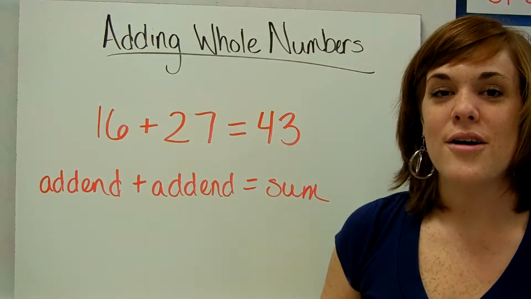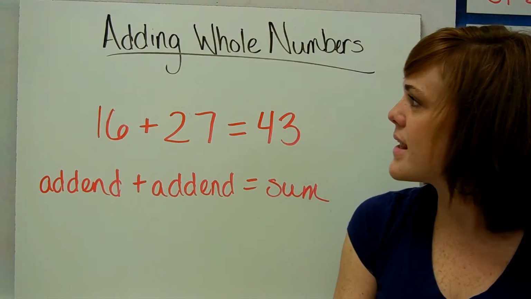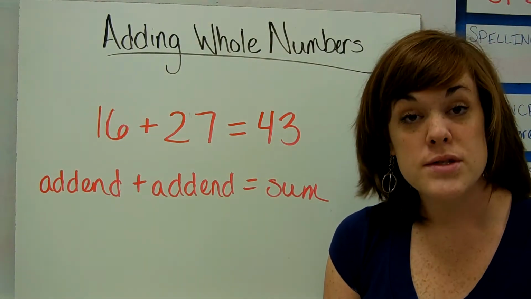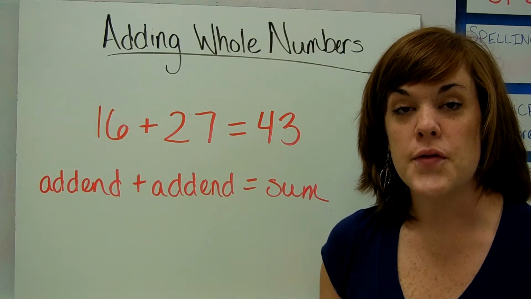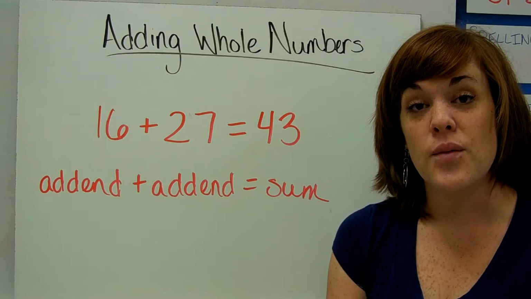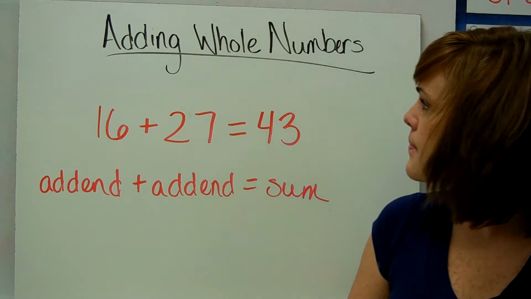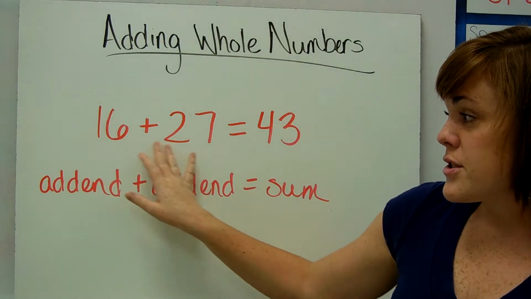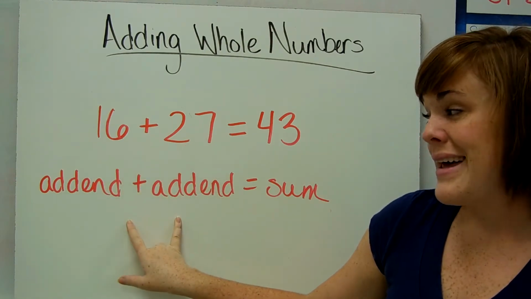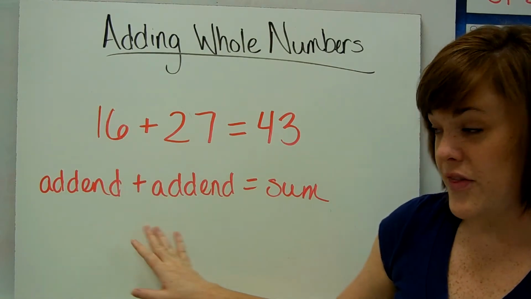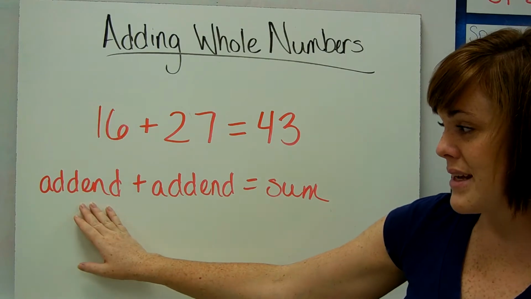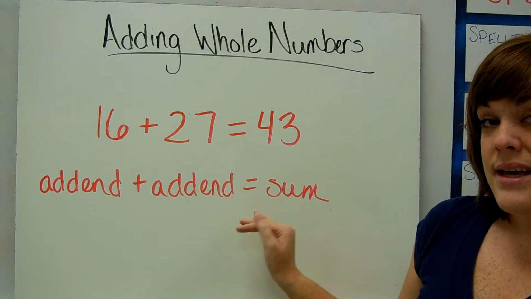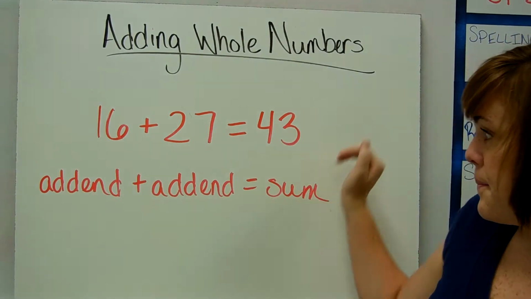Okay, our lesson today is something that is review for most of you, but we're going to go through some of the specifics and I will let you know what I need you to write down in your notes. So, adding whole numbers. The two numbers you add together are called addends, and I'd like you to write this in your notes. So, addend plus addend equals a sum, okay?